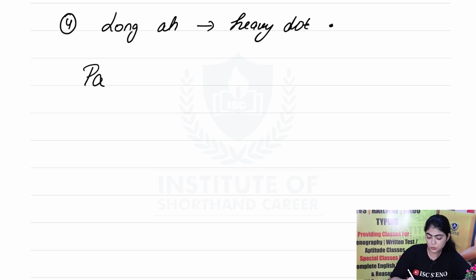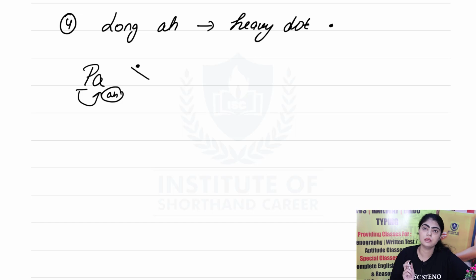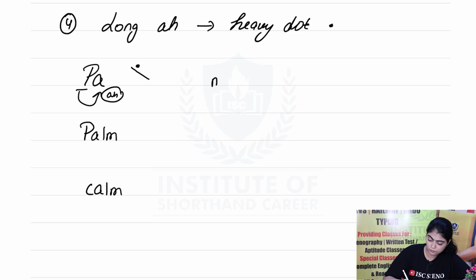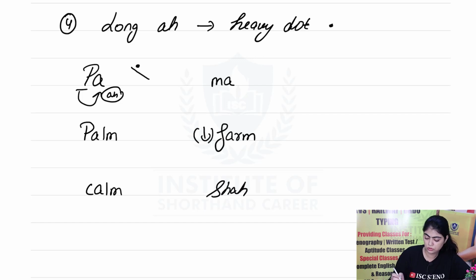First word is pa, so make P, and after P, A sound is coming, AH sound, so just place a heavy dot over here. This is pa. Similarly, you can make the word palm, just try that. Calm, ma, farm. In the word farm, make a downward R, okay? Then sha. Try these words.